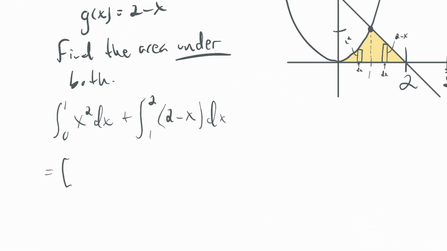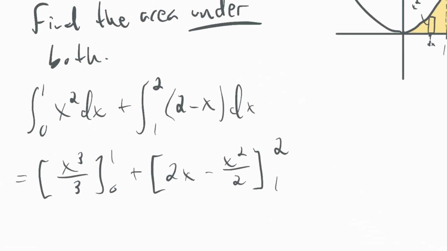So then, maybe this is an easy antiderivative to do, or two antiderivatives really. So we'll have x cubed over 3, evaluated at 0 and at 1. That one's going to be easy. And then we're going to add to that 2x minus x squared over 2, evaluated at 1 and at 2. That will also be relatively simple.